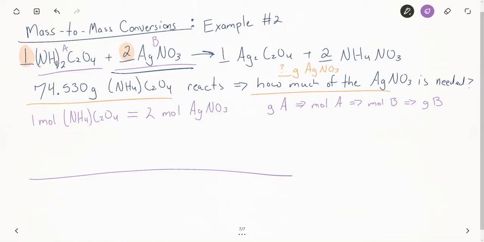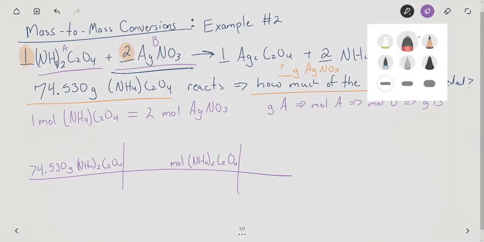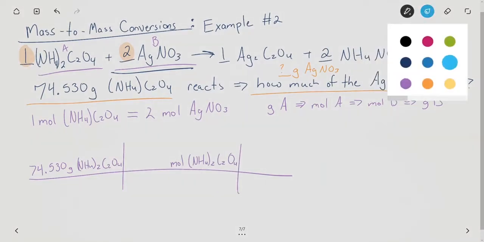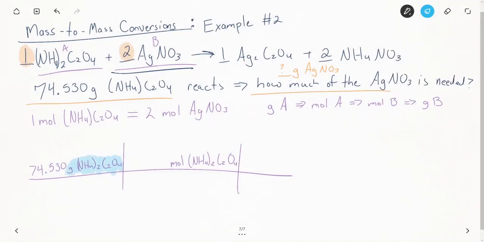The very first piece of info we're going to put is our given, 74.530 grams of ammonium oxalate. And the first place we're going is moles of that same exact thing, moles of the ammonium oxalate. And down here, we get to copy our unit from above, because that's always the case. So I'm going to copy grams of ammonium oxalate right down here. 1 mole goes on top.